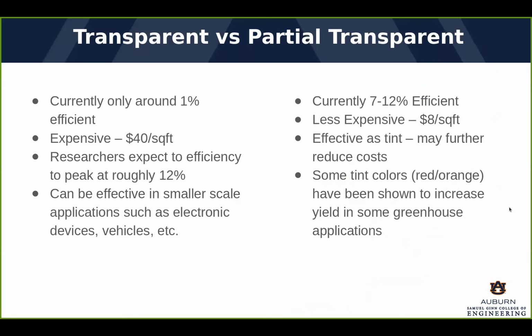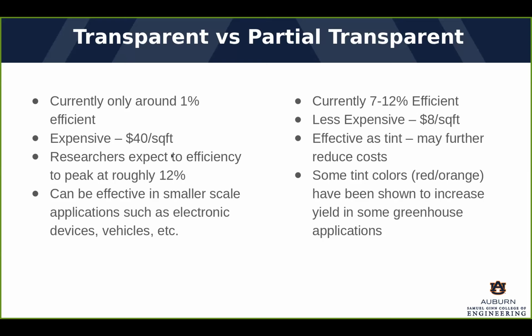So part of it too is how much of that light you let through. There are basically two types of transparent or window panels. Semi-transparent, which looks like a tinted window, and they can be up to around 7 to 12% efficient, and they're a lot less expensive. If you want a fully transparent window, it is a lot more expensive and way less efficient.